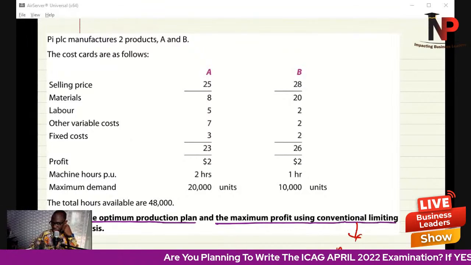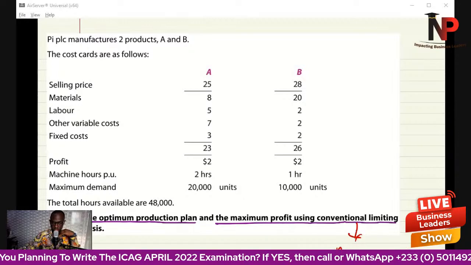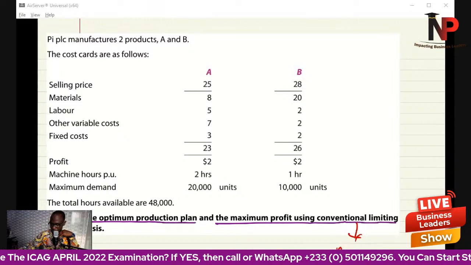So let me go straight into the question. Pi Limited manufactures two products A and B. Now we see the cost sheets coming up.